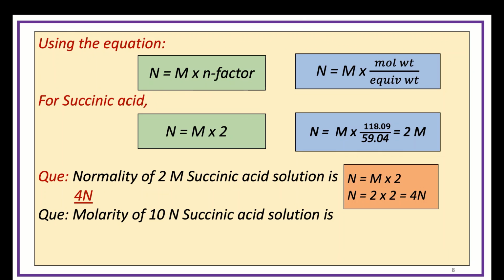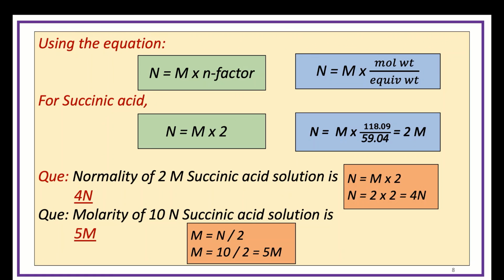Second question: the molarity of a 10 normal succinic acid solution. Given a 10 normal succinic acid solution, what will be the molarity? We take the equation molarity is equal to N by 2, so it will be half the molar of the prepared normal solution. Molarity is 10 normal divided by 2, that is 5 molar. So when the succinic acid solution prepared is 10 normal, its molarity will be half, that is 5 molar.